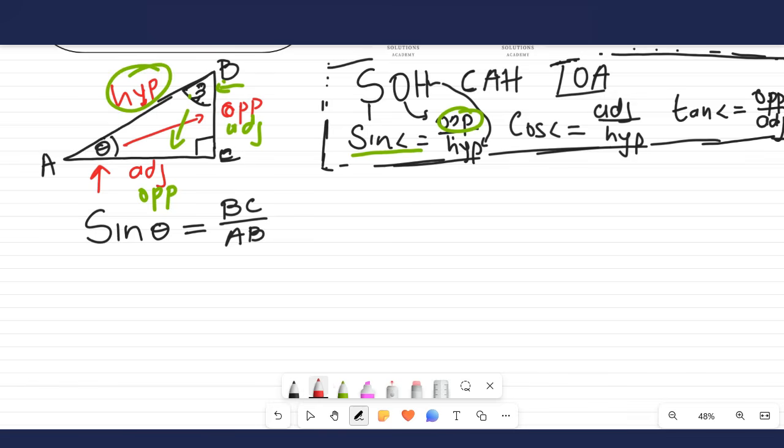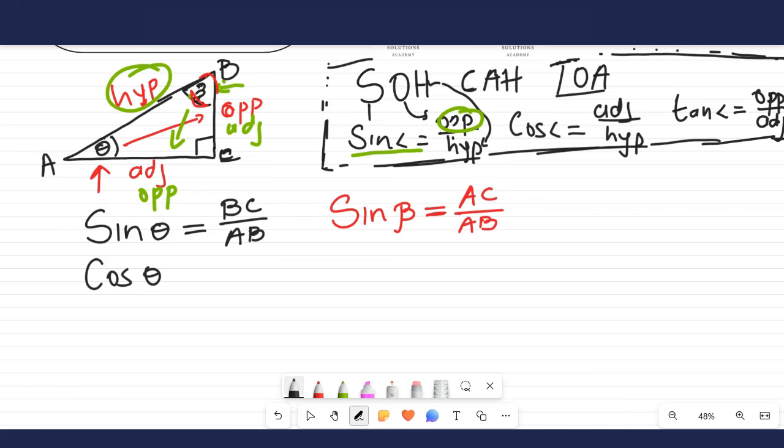But for the same sine, we're having a sine of beta this time, which is this angle. It will now be equal to the opposite side over the hypotenuse. Then the opposite side will be AC, and the hypotenuse will just be AB. Getting it?